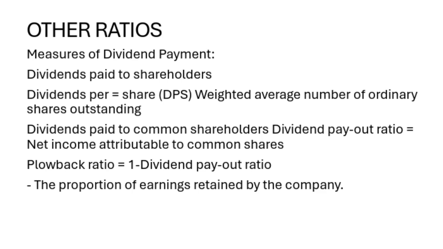Other ratios. Measures of dividend payment. Dividends per share is equal to dividends paid to common shareholders divided by the weighted average number of ordinary shares outstanding. Dividend payout ratio is equal to dividends paid divided by net income attributable to common shares. Plowback ratio is equal to 1 minus the dividend payout ratio, the proportion of earnings retained by the company.